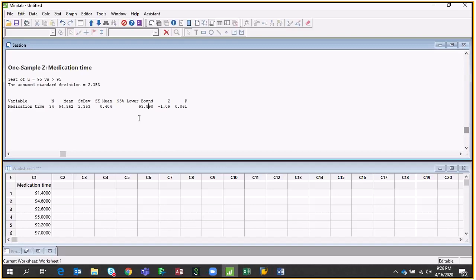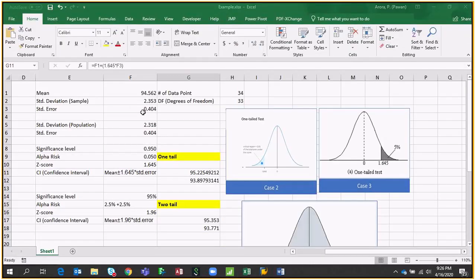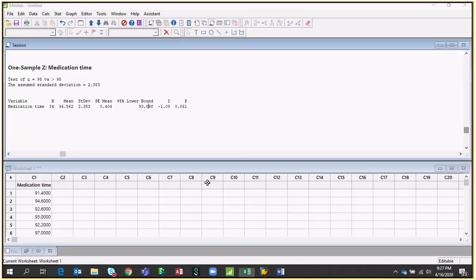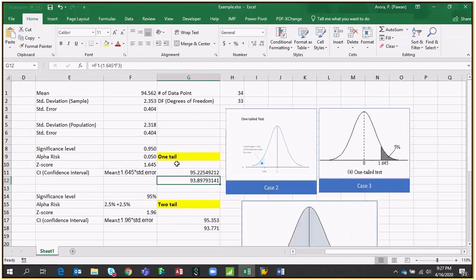It is not showing greater than or higher than. Correct? Because it is showing only one hypothesized or one tail. It is not showing two values as a confidence interval. Okay. And it is showing 93.89 something. So 93.898. Right?